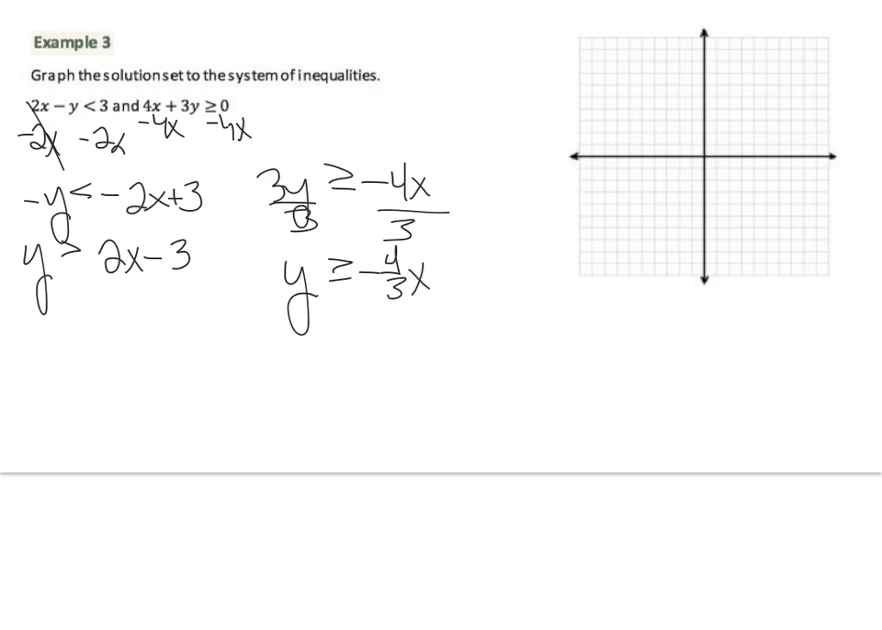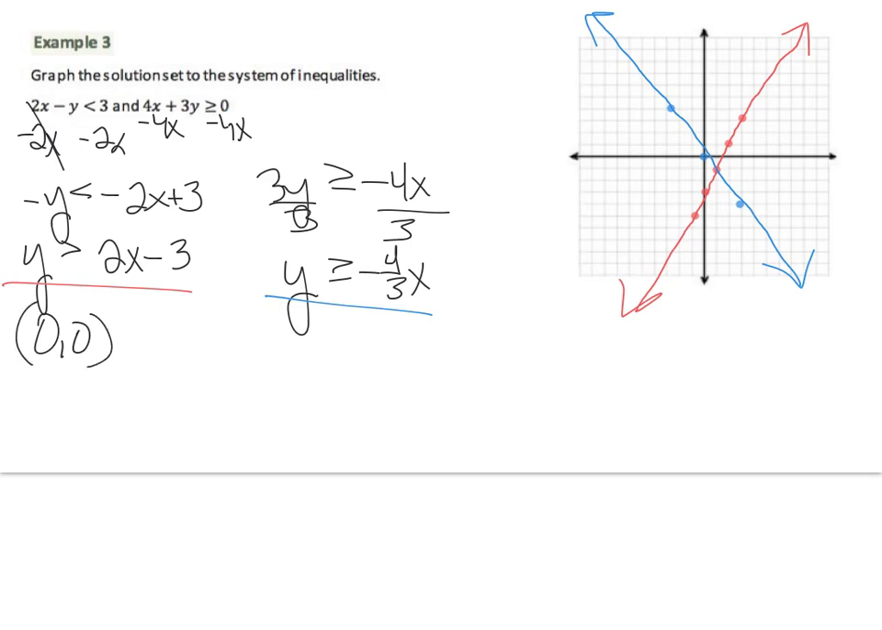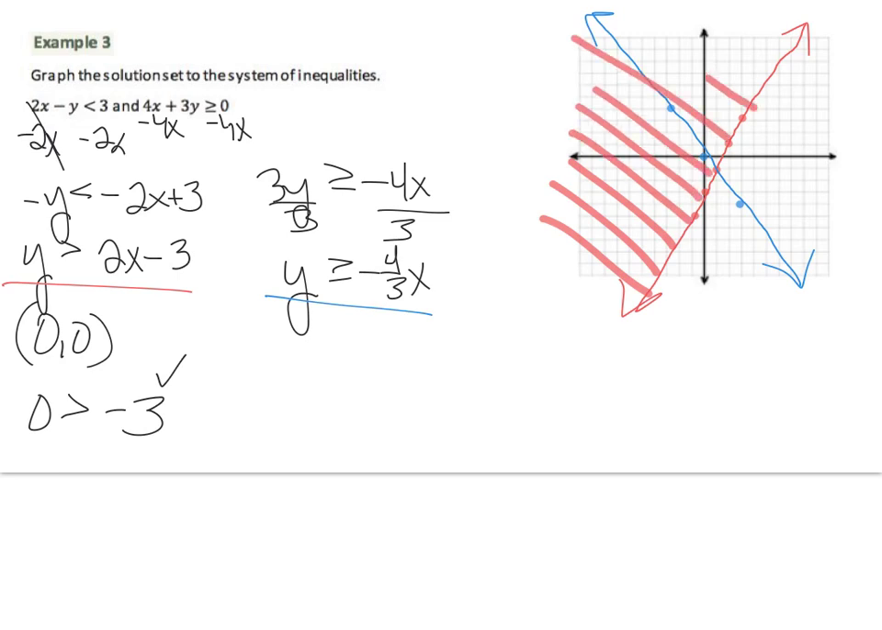All right, I'm going to graph, and I'll be right back. All right, I'm going to test my zeros. For this first equation at least, I get 0 is greater than negative 3, which is true. So I'll go ahead and shade that. I want to shade everything including the origin because it was a true statement, right?